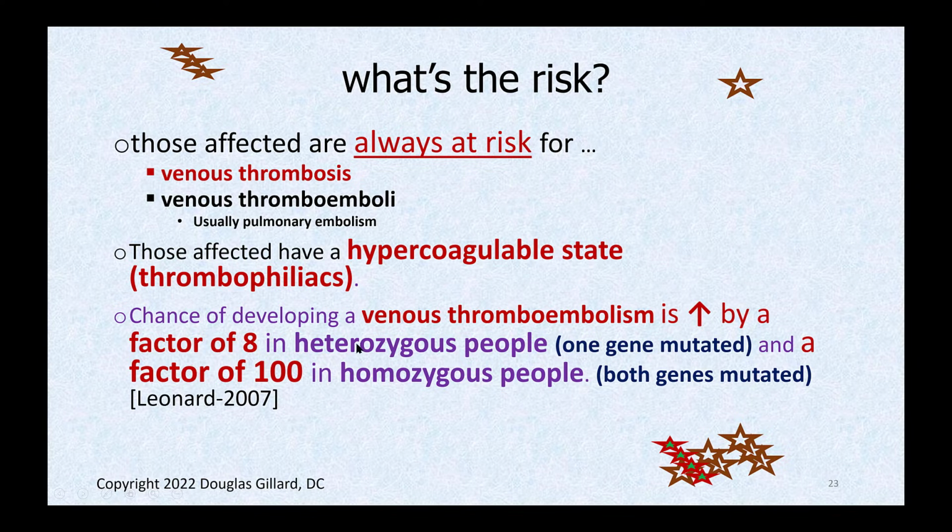Some specifics. If the mutation is only in one gene, you have an increase of developing a thromboembolism, meaning that the embolism occurred, by a factor of 8. It's increased by a factor of 8, which is significant. Even a factor of 2 or 3 is not the greatest, but that's concerning.